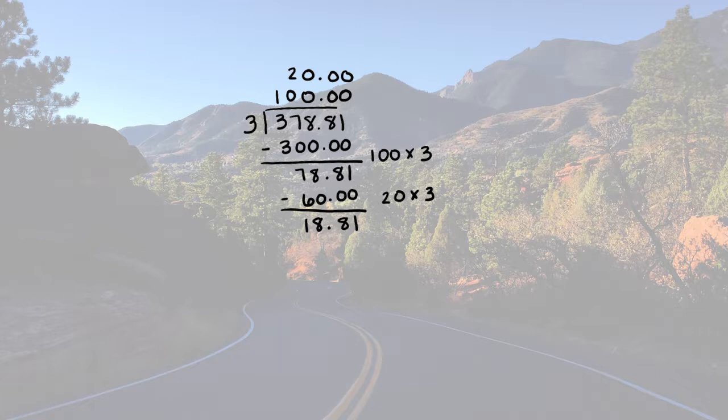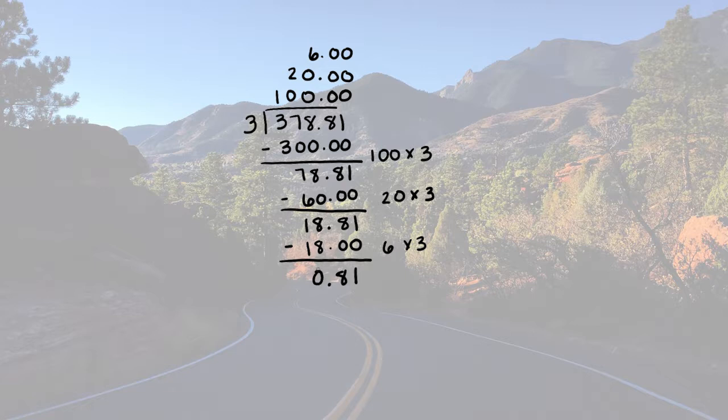3 times how many ones is close to $18.81? 6 ones. Record the 6 above the 20 in the quotient, with a decimal at the end, followed by 2 zeros. 6 ones multiplied by 3 equals 18. Subtract 18 from the dividend. There is still 81 cents or hundredths left to share.